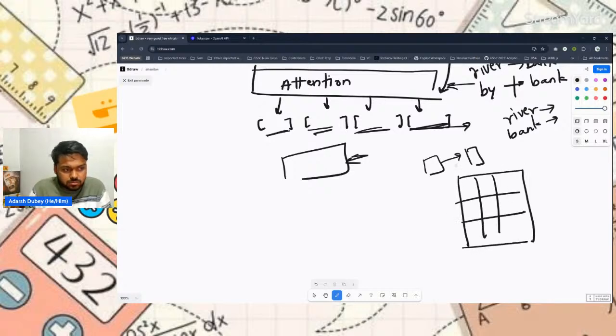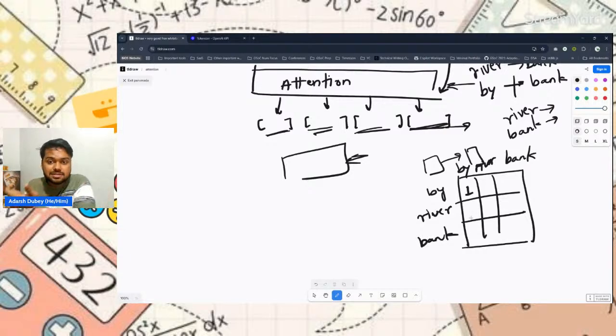grids by river and bank, and by a river and bank. Simple. And you can say the buy to buy is a full attention, because buy does attend to buy, because it doesn't really matter, right? It's the same word. Does buy attend to river? No. Buy doesn't mean anything related to river. So I can say it is 0.01. It is 0.02 here. Now okay, obviously it will be less here as well.